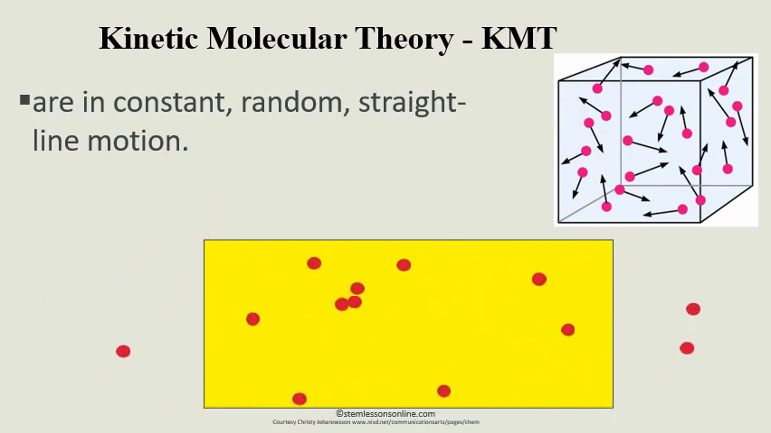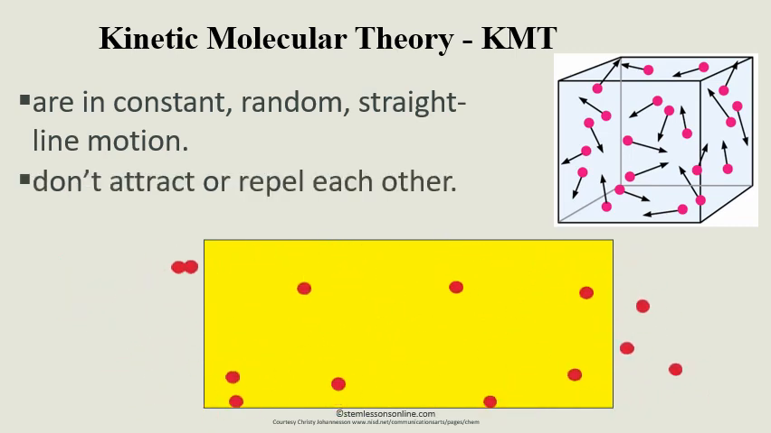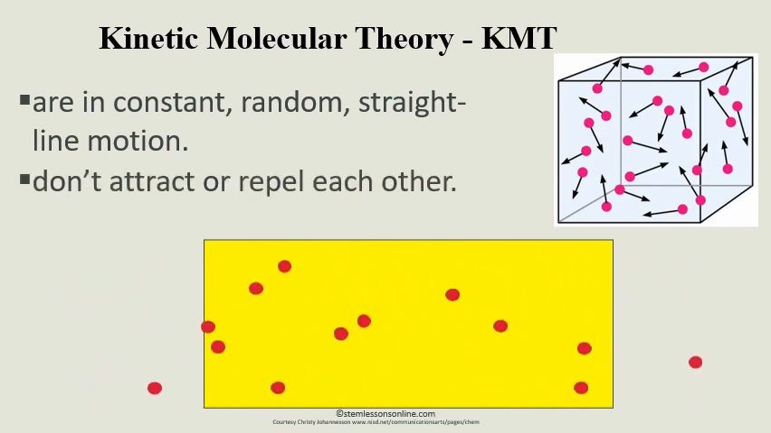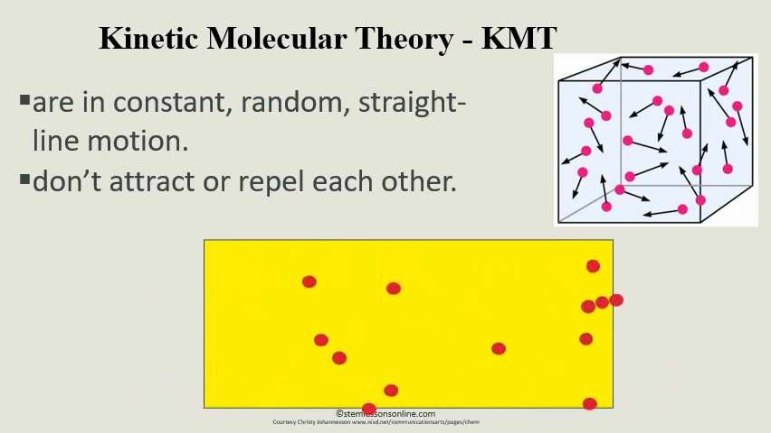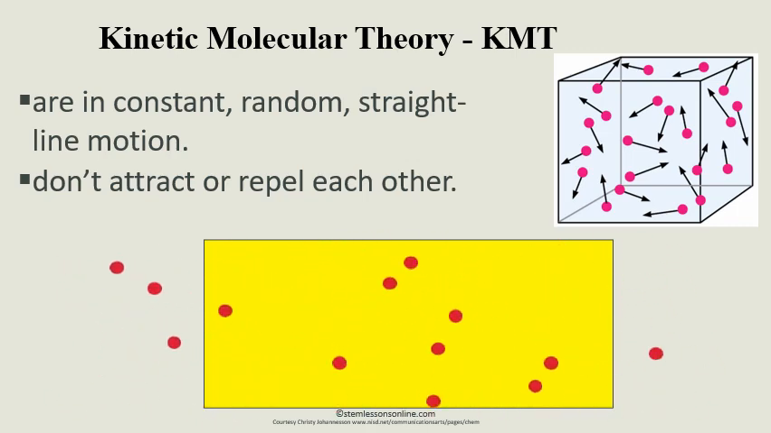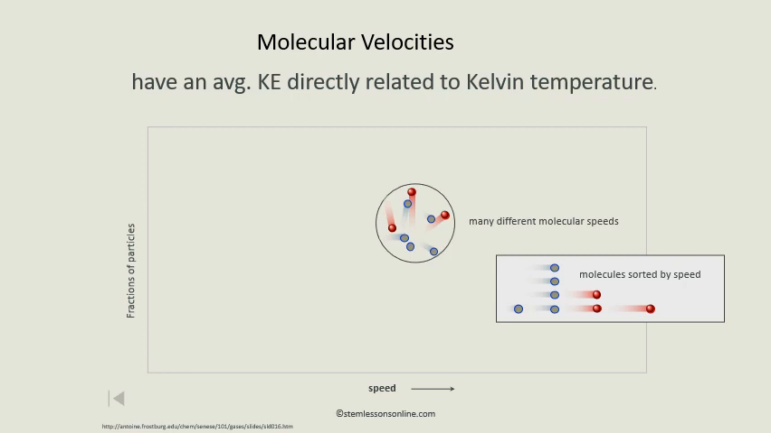There is another postulate of kinetic molecular theory. The particles are not attracting or repelling each other. The particles will not have any attraction or repulsion to each other. The speed of the gas particle is directly proportional to the kinetic energy, which is directly proportional to the Kelvin temperature. This is actually shown by a plot called the Maxwell distribution.